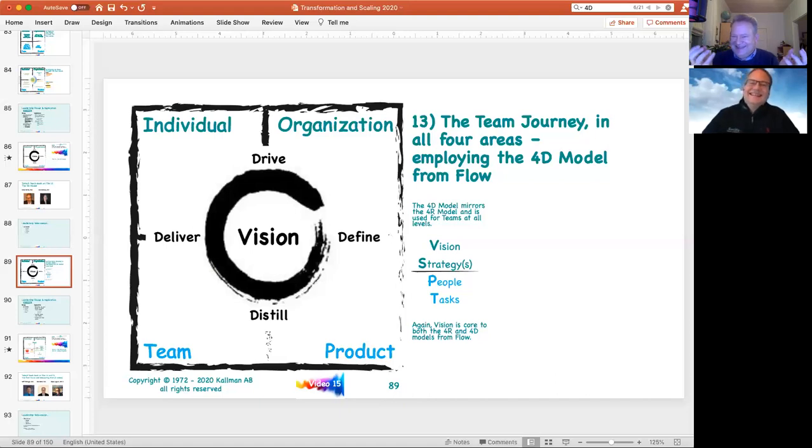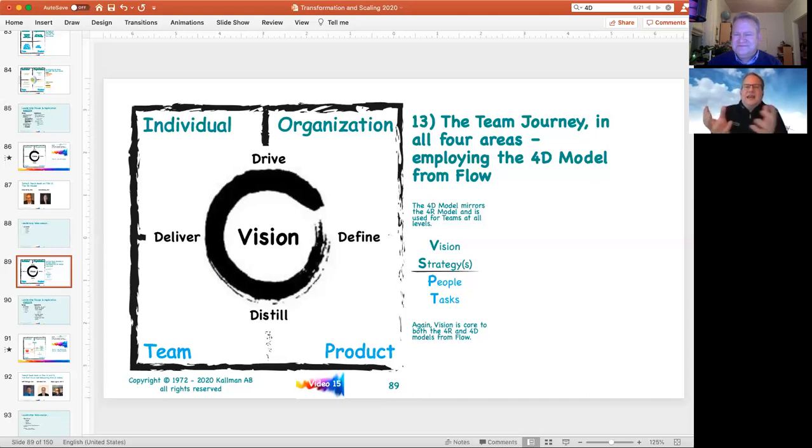Exactly. You keep everybody honest and happy for what's being delivered. And that's where you sit there and go, okay, define what? Well, you've got to define your vision. You've got to define your strategy. You've got to define the people that are going to help make that happen. And then what are the tasks that it takes to be able to do that?